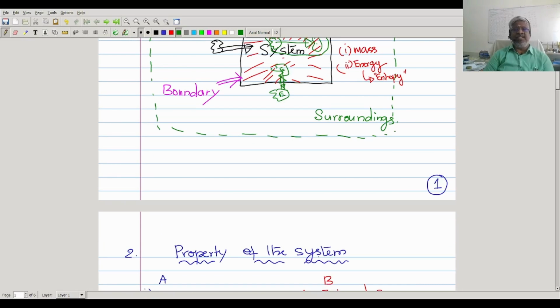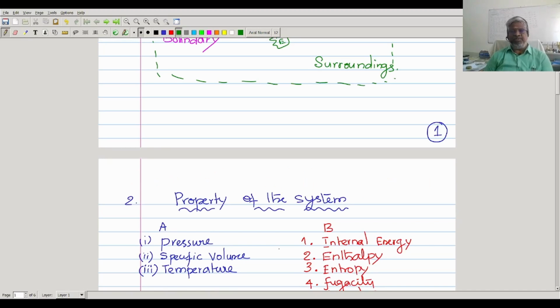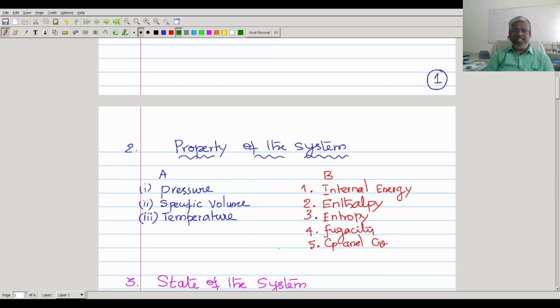The second one is the property of the system. Yes, now we defined what a system is. What is my system? A definite quantity of matter, and we have clearly mentioned the boundary. At present, I'm going to introduce some of the properties of the system, and later I will explain each and everything in detail whenever we move on to the next videos.